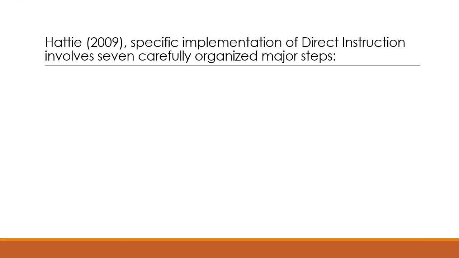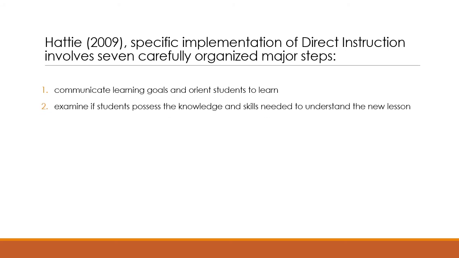Hattie in 2009: specific implementation of direct instruction involves 7 carefully organized major steps. First, communicate learning goals and orient students to learn. Second, examine if students possess the knowledge and skills needed to understand the new lesson. Third, present key principles of the new lesson through clear instruction.